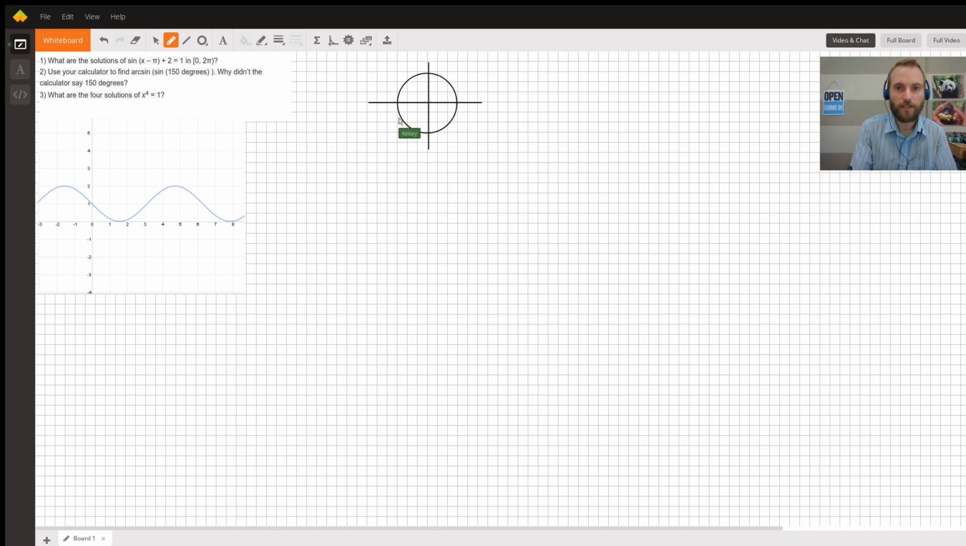So question one here is asking, what are the solutions of sine of x minus pi plus 2 equals 1 within 0 to 2 pi, 0 inclusive? What does this part mean? Let's start there. What are they talking about, 0 inclusive 2 pi?